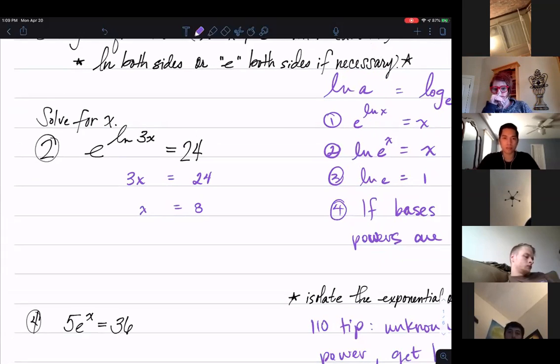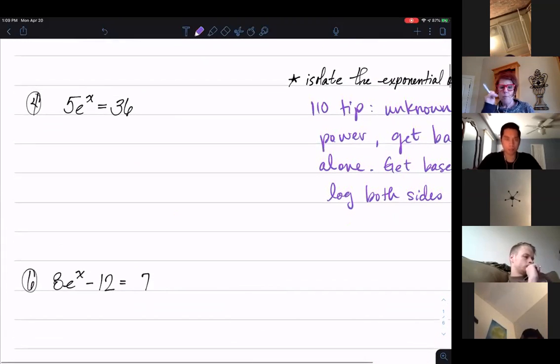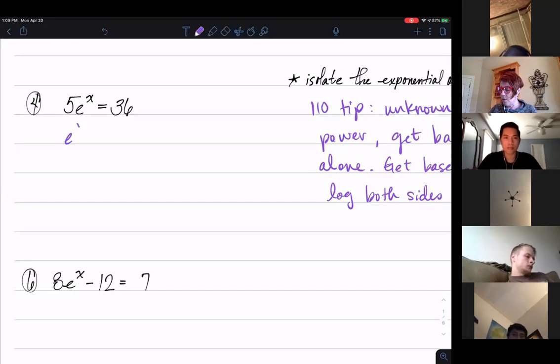Number 4. On this one, your unknown is in the power, but your base and your power are not alone. So the first thing that you've got to do is isolate your base and your power. So you're going to divide by 5 on both sides. So that'll be e raised to the x is equal to 36 over 5, just by dividing by 5 on both sides.